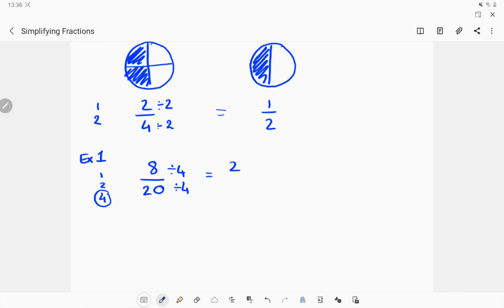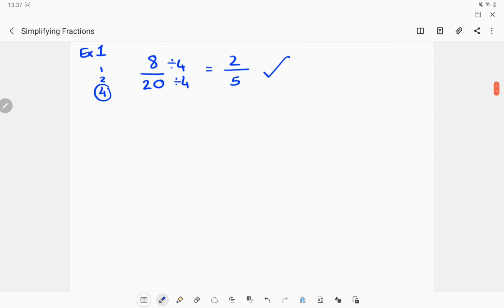8 divided by 4, 2. 20 divided by 4, 5. And then we have to do a very important check and we say, well, 2 and 5, is there a times table other than 1 that they're both in? Nope. So we are done. Let's have a look at another example.